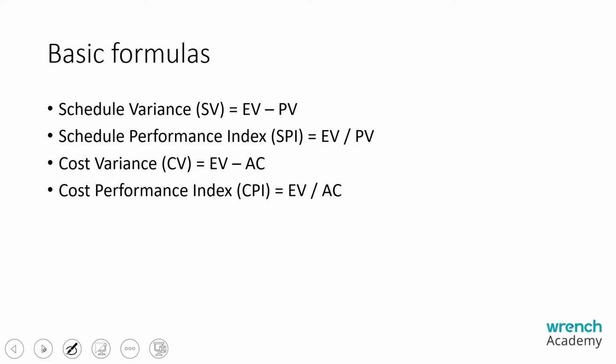Now these are the basic formulas. Schedule variance is earned value minus planned value. Schedule performance index is earned value divided by planned value. Cost variance is earned value minus actual cost. And the cost performance index is earned value divided by actual cost.